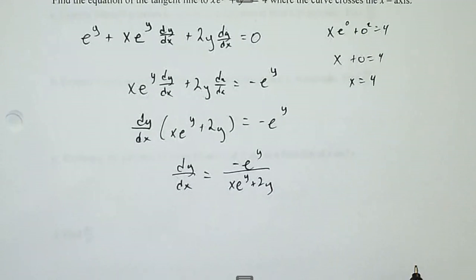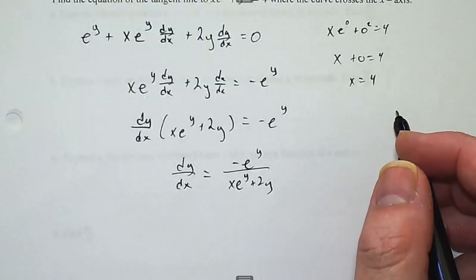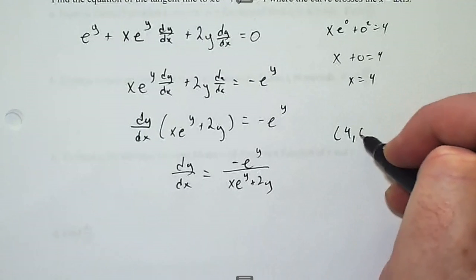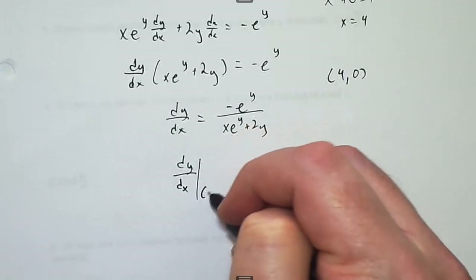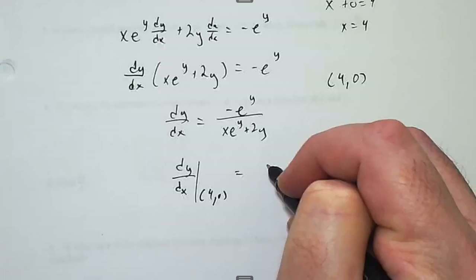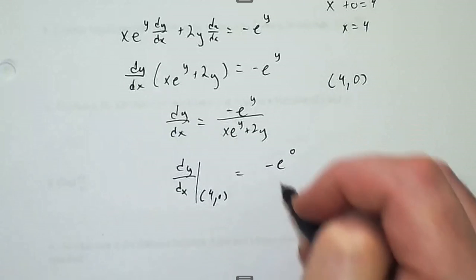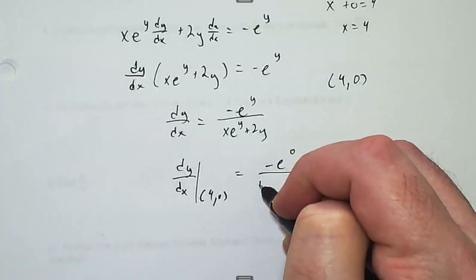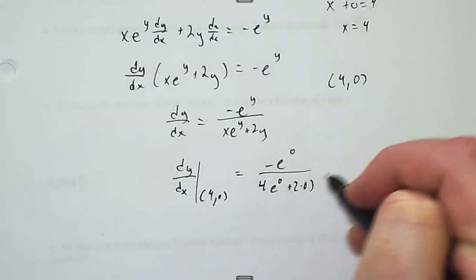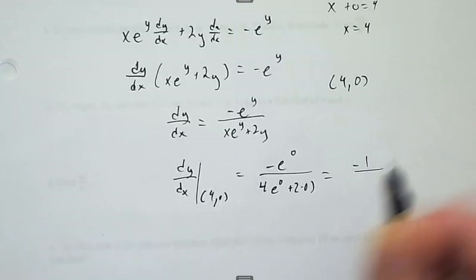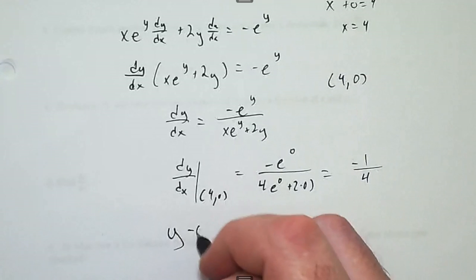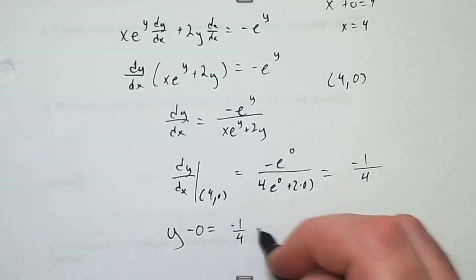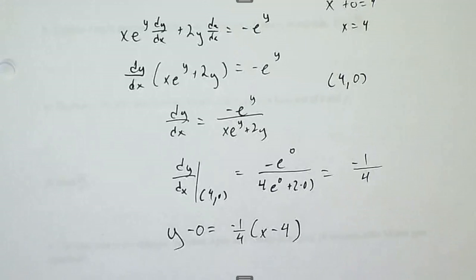All right, we're now able to find the equation of the tangent line at the point 4, 0. So dy dx at the point 4, 0 is equal to negative e to the 0 over 4 times e to the 0 plus 2 times 0, which is a negative 1 over 4 times 1 plus 0, so negative 1/4. So our equation is y minus 0 equals negative 1/4 times x minus 4. And that's it for this lesson.